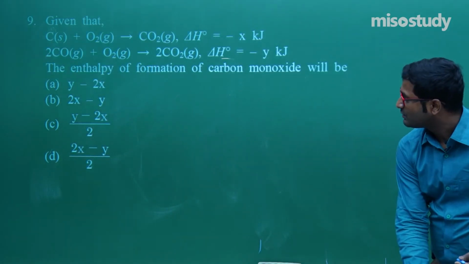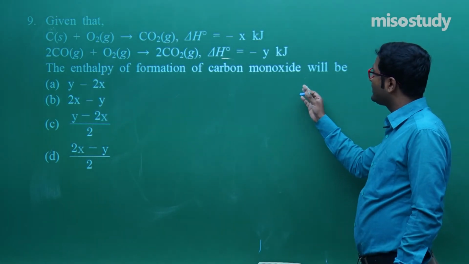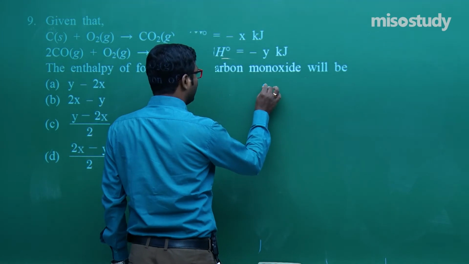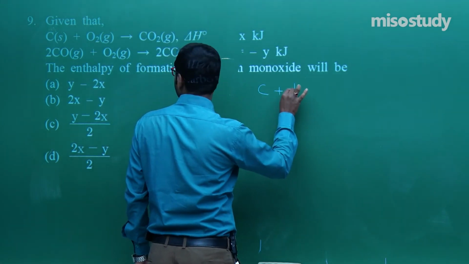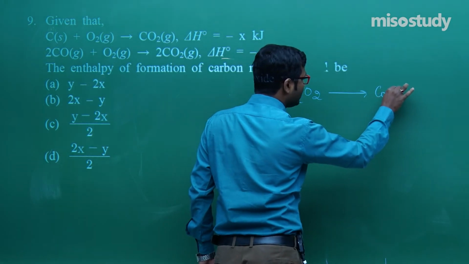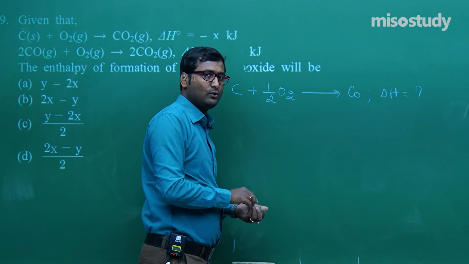Now this is the question. C plus O2 gives CO2. Enthalpy of formation of carbon monoxide. Clear to you? Now what will happen? For carbon monoxide, the expression is like this: 1 C plus 1 by 2 O2 gives CO. We have to find the value of delta H. We have to reach here.